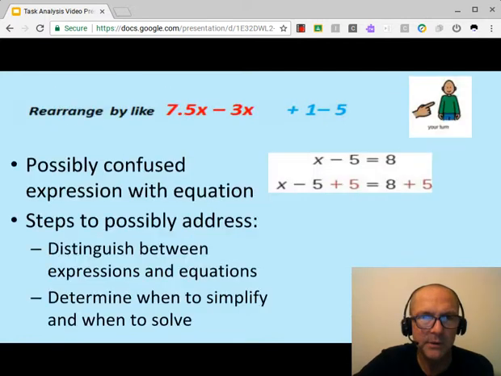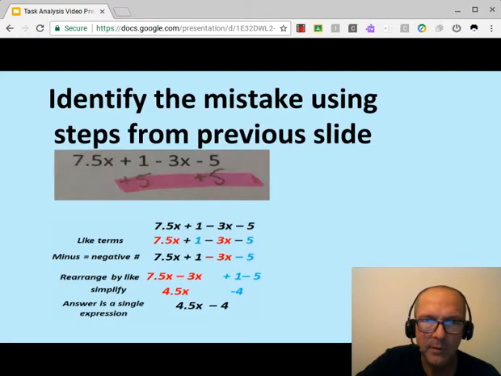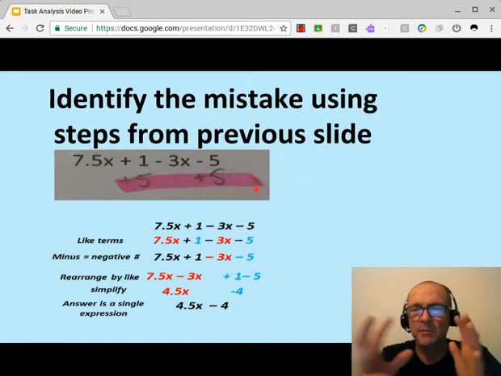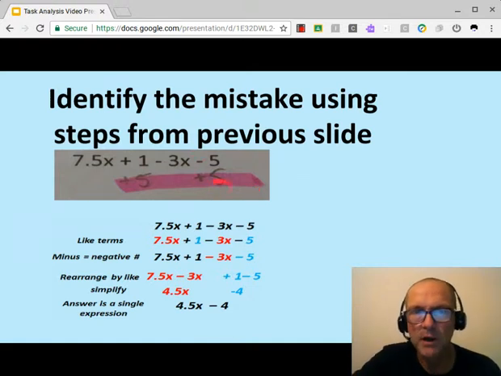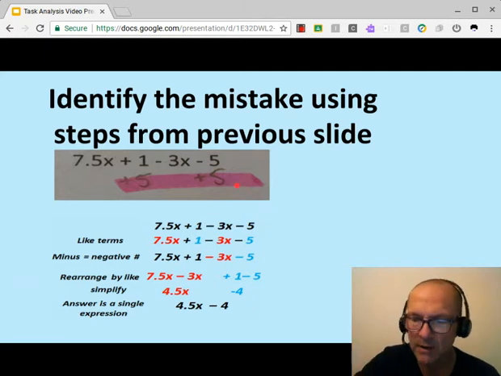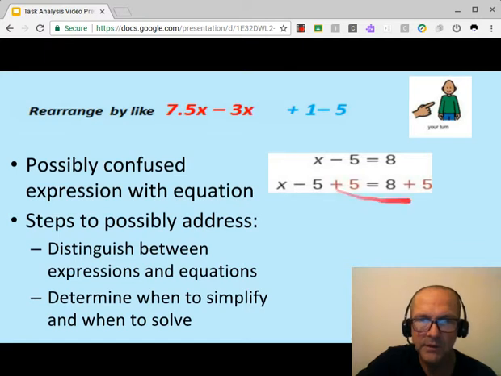So what happened here is the student thought it was an equation, and that they could do something to both sides of the equation, the equal sign. The problem is there is no equal sign. So they need to understand that it's an expression and not an equation, and simplify means to combine like terms instead of trying to do something to both sides, which is a solving step, which is this over here.